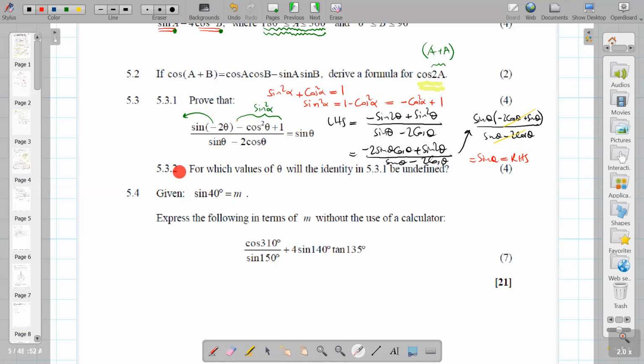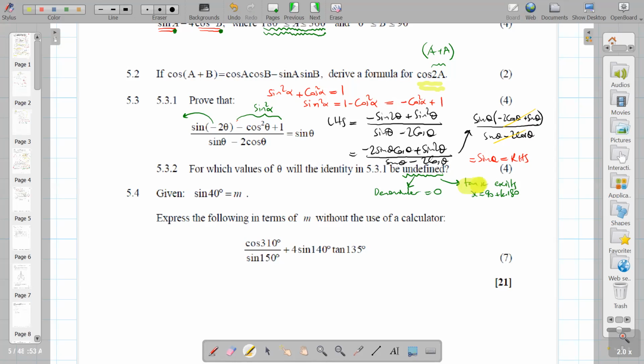Now 5.32. For which values will the identity be undefined? For undefined, you basically focus on when the denominator gets 0. Or it could be when tangent x exists. When tangent x exists, remember there are asymptote lines, so you have x is equal to 90 plus k times 180. Because tangent is sine over cosine, whatever makes cosine 0.